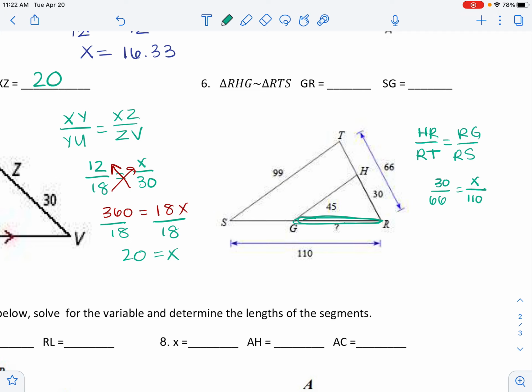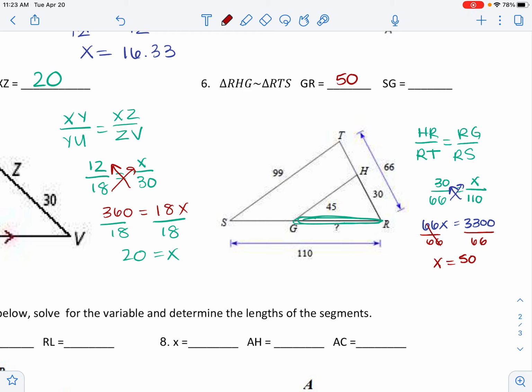All right, now I'm going to go ahead and cross multiply here. 66 times x is 66x. And then on the other side, 110 times 30 is 3,300. Next, I'm going to divide both sides by 66. These cancel. And I get x equals 50. So we just found GR is 50.